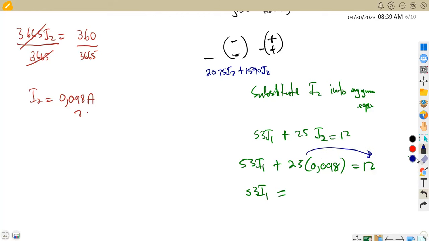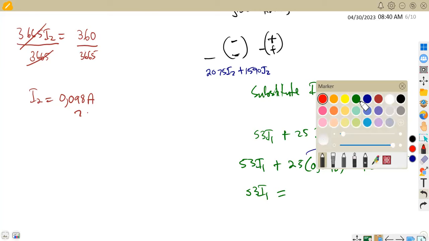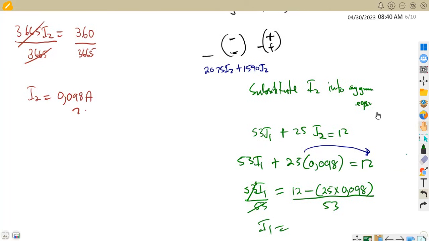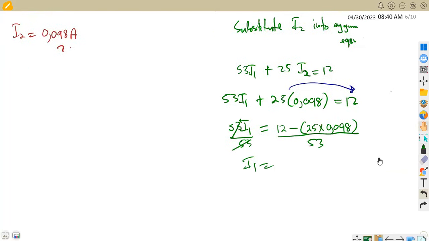If we transpose, this is going to be a negative. So this is going to be 12 minus the product of 25 times 0.098. Since we want to calculate I1, we can divide by 53 both sides. That is, I1 is equal to, so maybe you calculated this value, it's still fine.